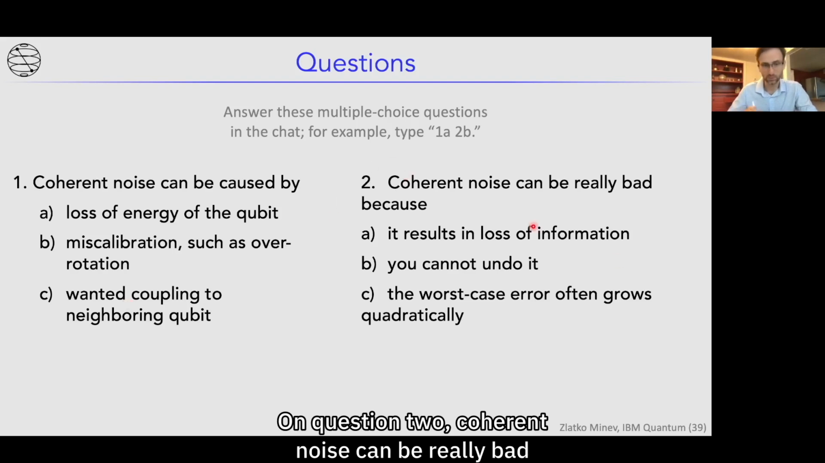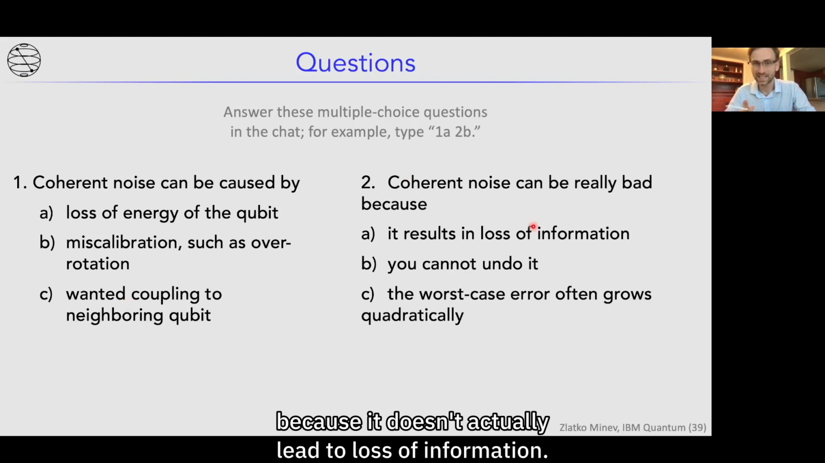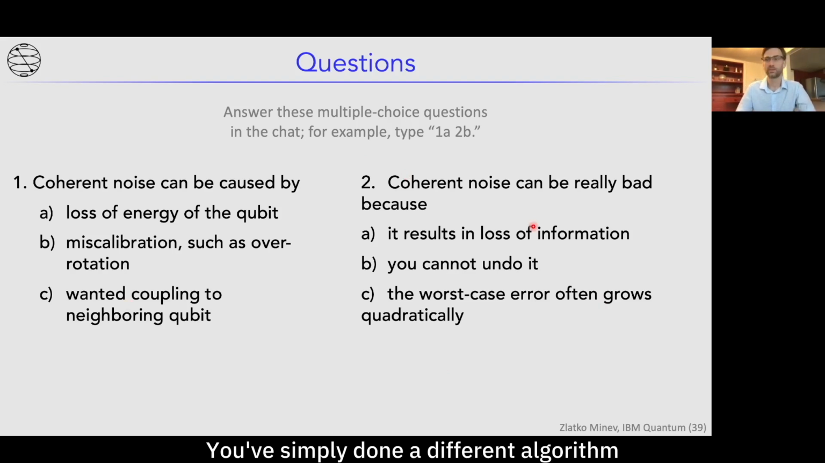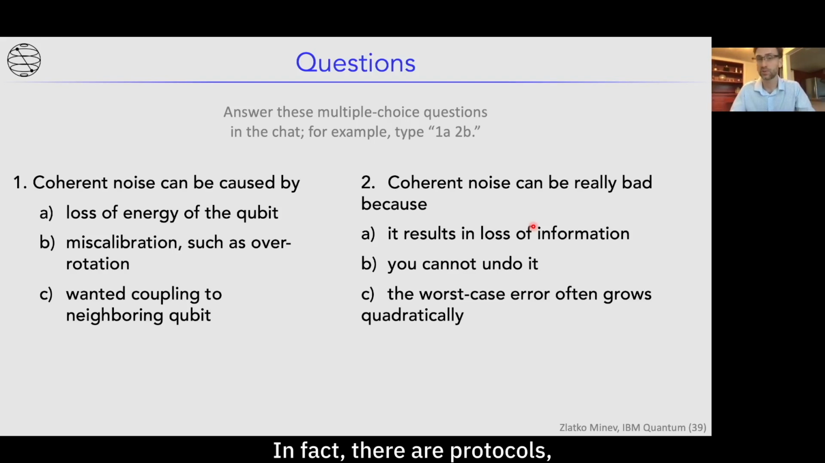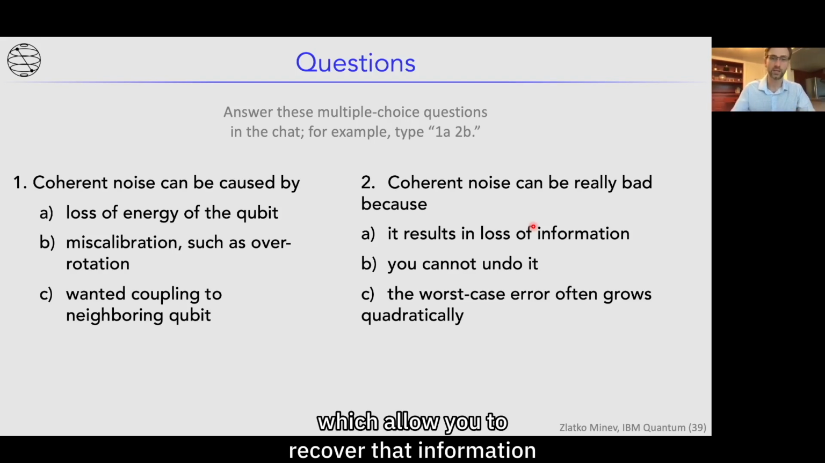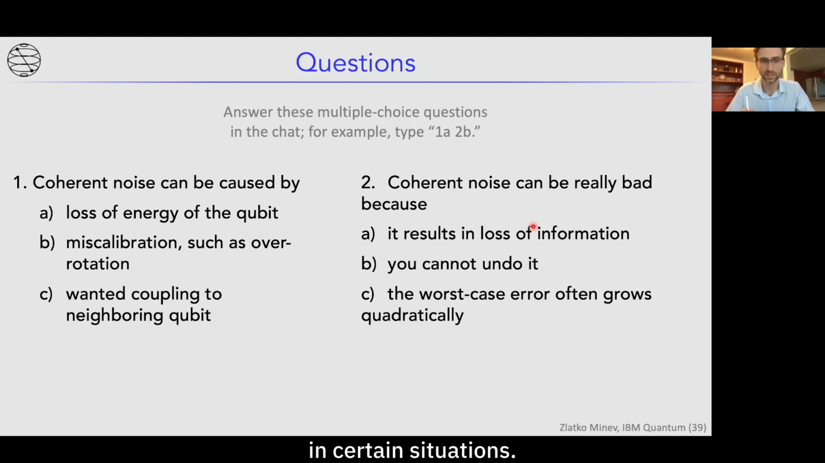On question 2, coherent noise can be really bad because it doesn't actually lead to loss of information. No information is lost. You've simply done a different algorithm than you wanted to do. So information isn't lost. It's recoverable. In fact, there are protocols such as dynamical decoupling which allow you to recover that information in certain situations. B, you cannot undo it. We haven't talked about this yet, but you can undo it. Again, because it's a unitary, any unitary has an inverse.